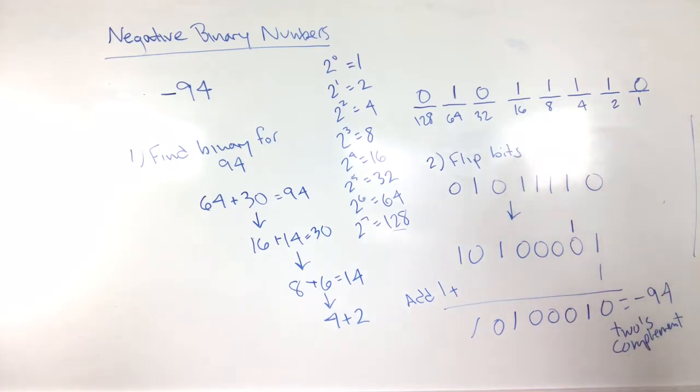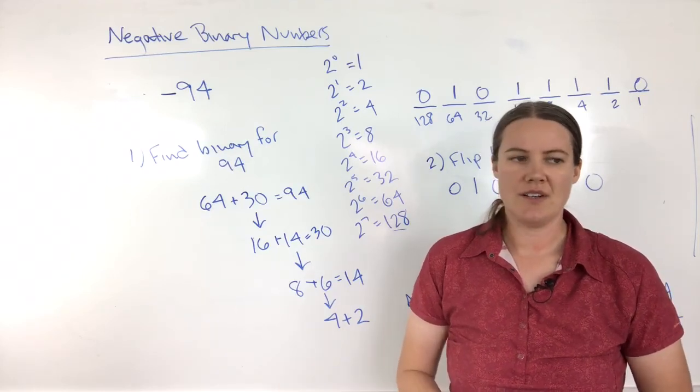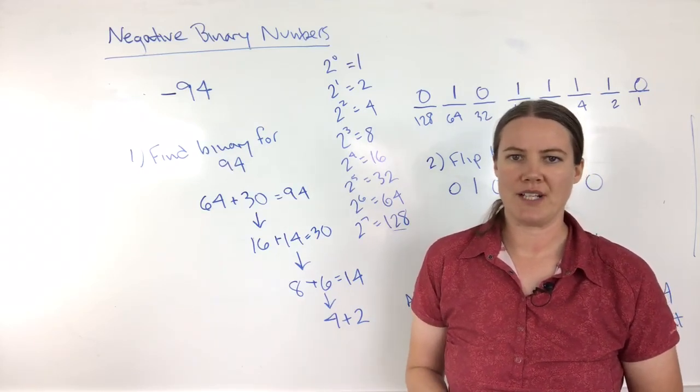And just make sure you're clear about what kind of negative number representation is being used, because there's more than one, but 2's complement is by far the most common. In the next video, I want to show you how numbers are represented with floating point notation.